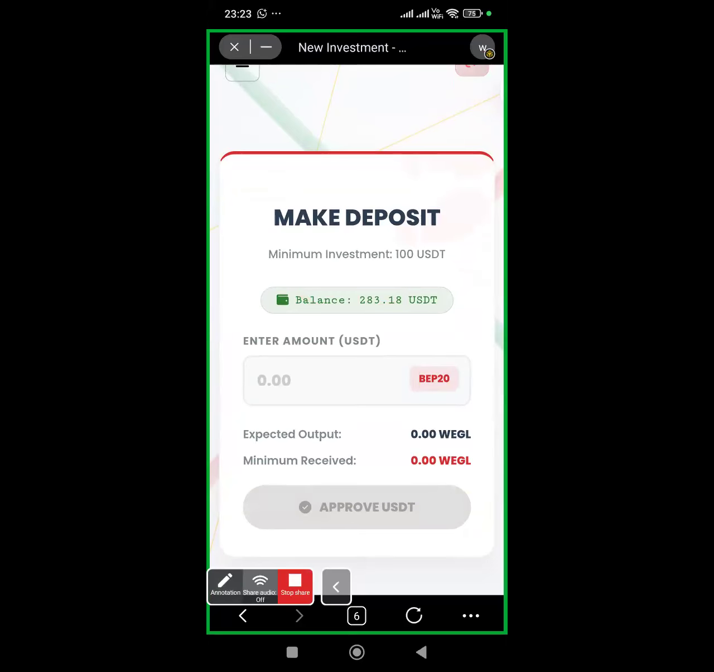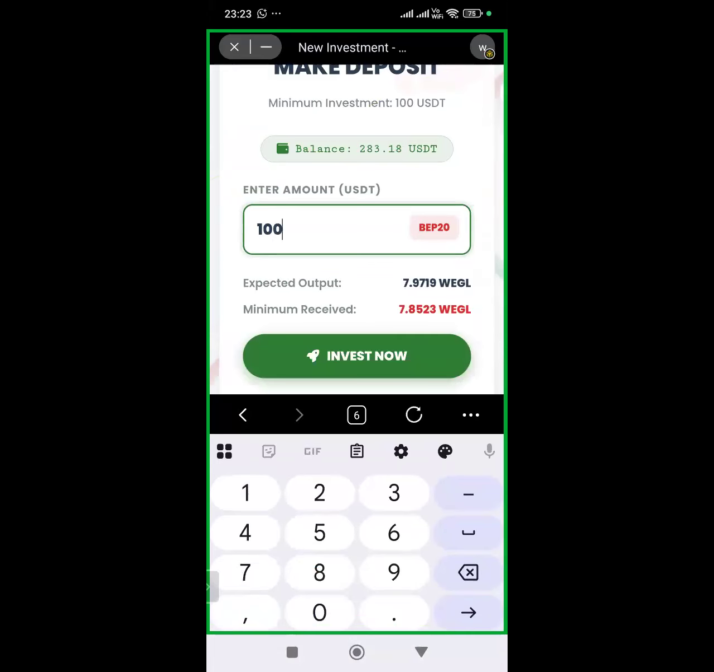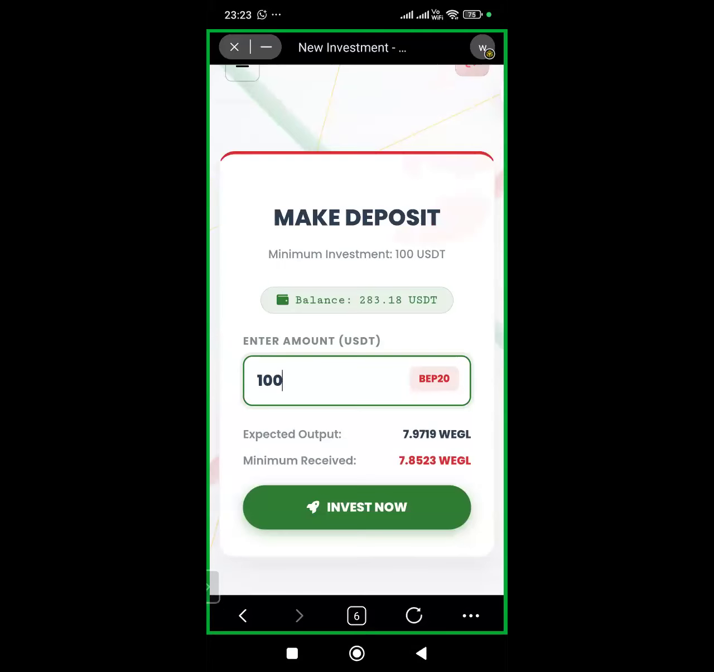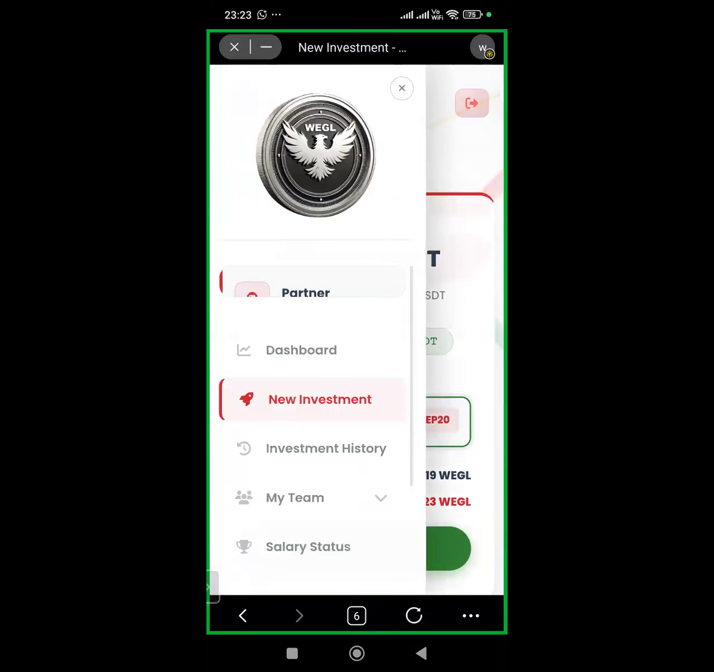So you just have to write only the amount here. What amount do you want to deposit in this system? Suppose I want to deposit 100. You just click on Invest Now and confirm your transaction. It will be invested, so your package will be activated and you will start making money on a daily basis, that is 0.7%. Now, it depends on your work. As you do good work, you will get a good income.